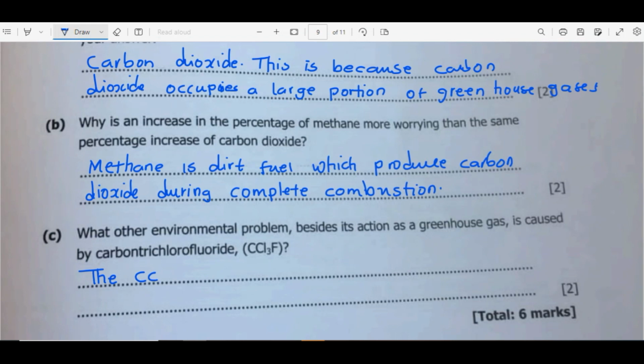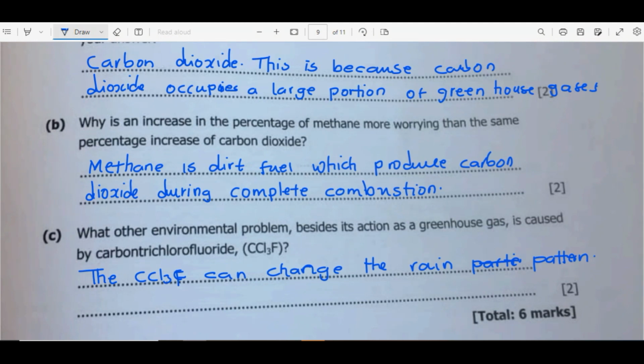The CCl3F can change the rain pattern. Rain pattern is where there are months where we expect to have rain, and imagine in those times we may have droughts, so that may be an issue. So this one can change the rain pattern.